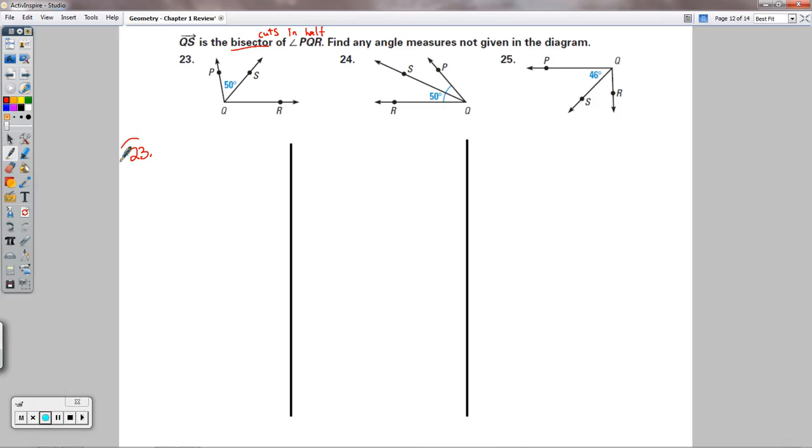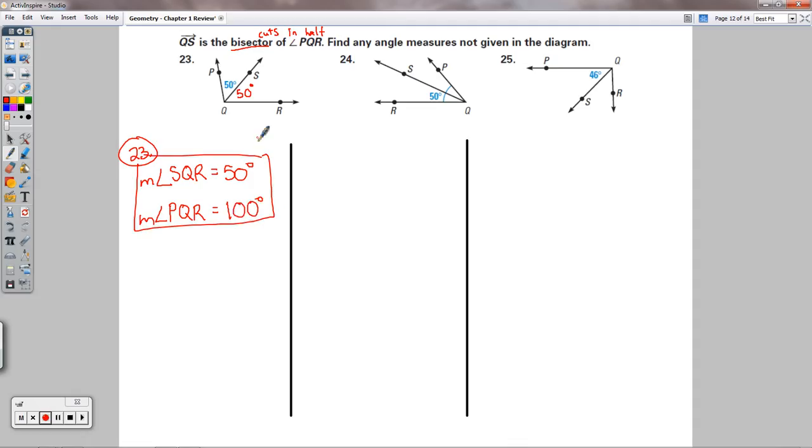23. If it's a bisector, and this is 50, that means that has to be 50 as well. So we can clearly say the measure of SQR is going to equal 50 degrees. And then the big one, PQR, would have to be 50 plus 50. In other words, 50 times 2, which is 100 degrees.